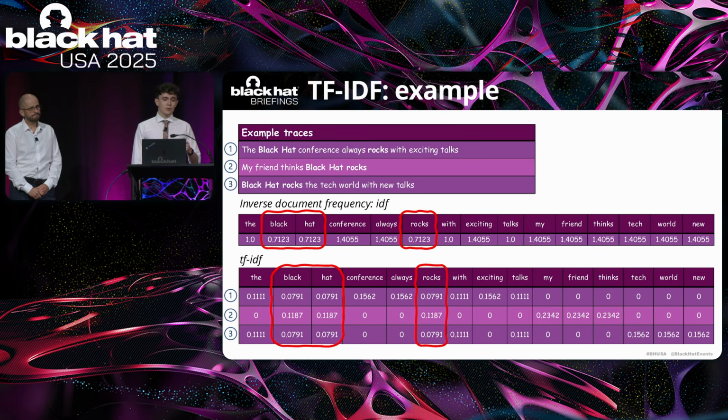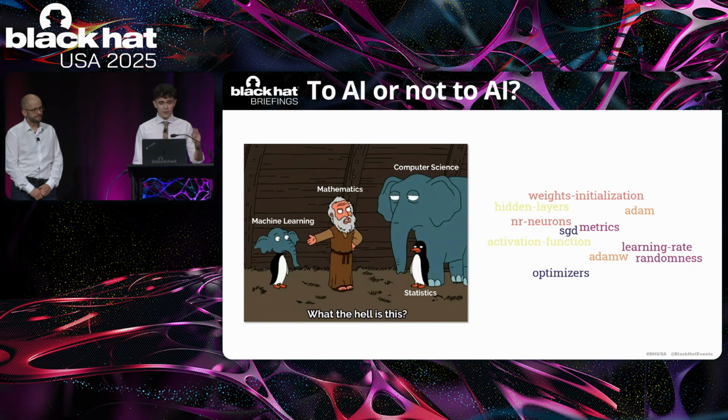If we take a look at the words black, hat, and rocks, we can see that their IDF is lower due to them appearing in all three sentences. If we look at the TF-IDF, the value in the first and last sentences is lower than in the second one due to term frequency being lower, because these sentences have more unique words.